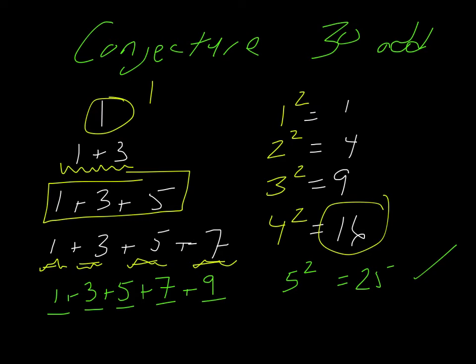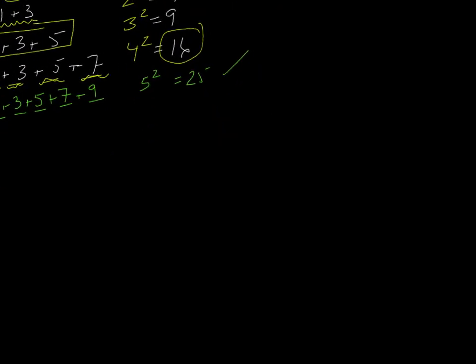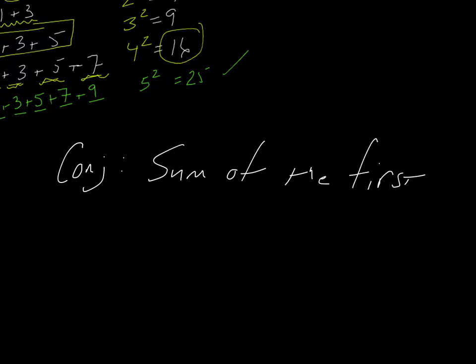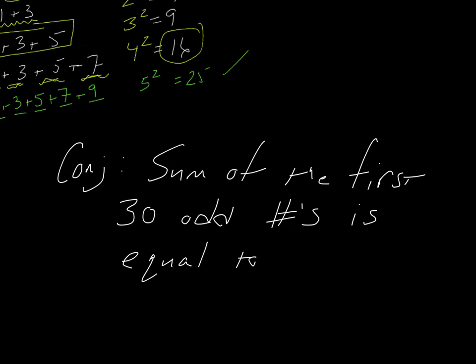So when I want to go ahead and make a conjecture about the first 30 odd numbers, that conjecture is going to be the sum of the first 30 odd numbers is equal to 30 squared, or 900. That's actually the conjecture that we're going to go ahead and pose.